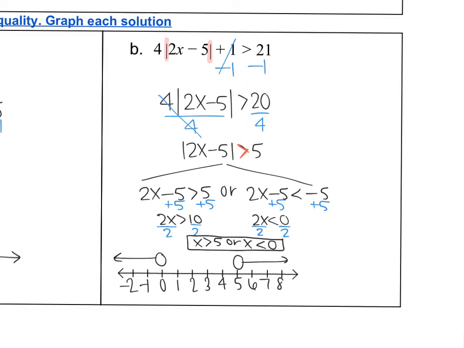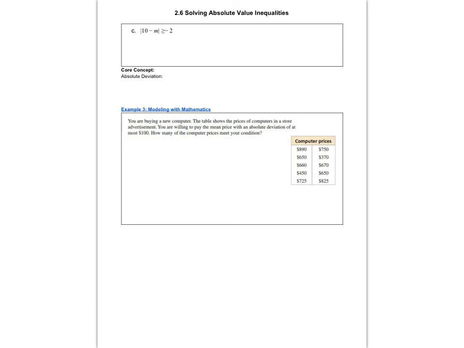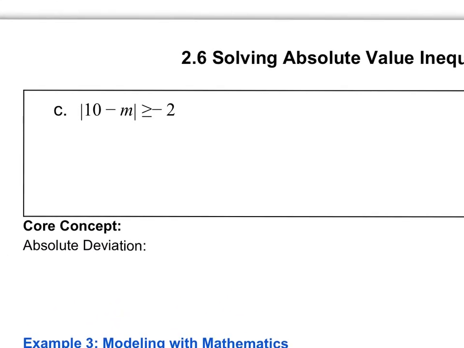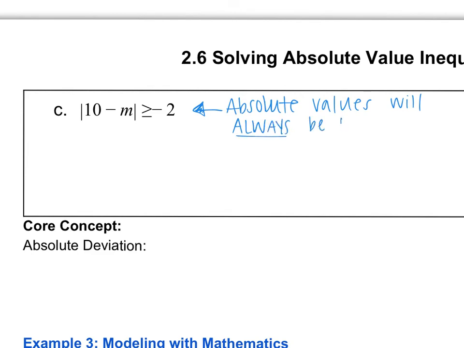So let's take a look at the next ones. The next one says the absolute value of 10 minus m is greater than or equal to negative 2. We know that absolute values cannot be negative, right? Another way to say that is that absolute values will always be positive.